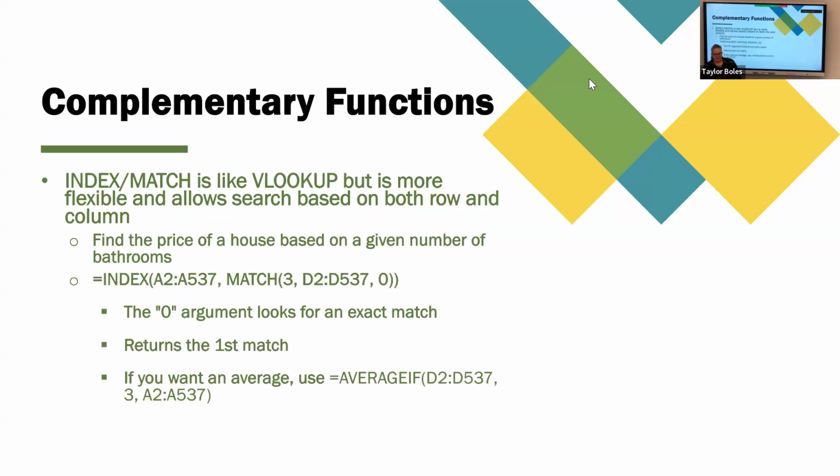You can also use INDEX and MATCH, which is like VLOOKUP, but is more flexible and allows search based on both row and column. Suppose we want to find the price of a house based on a given number of bedrooms. So you would use these parameters right here. And just to explain a little more in depth what's happening, the 0 argument looks for an exact match. And if there are multiple matches, then the function is going to return the first match. And so if you want an average of all of the matches, then you can use AVERAGEIF.